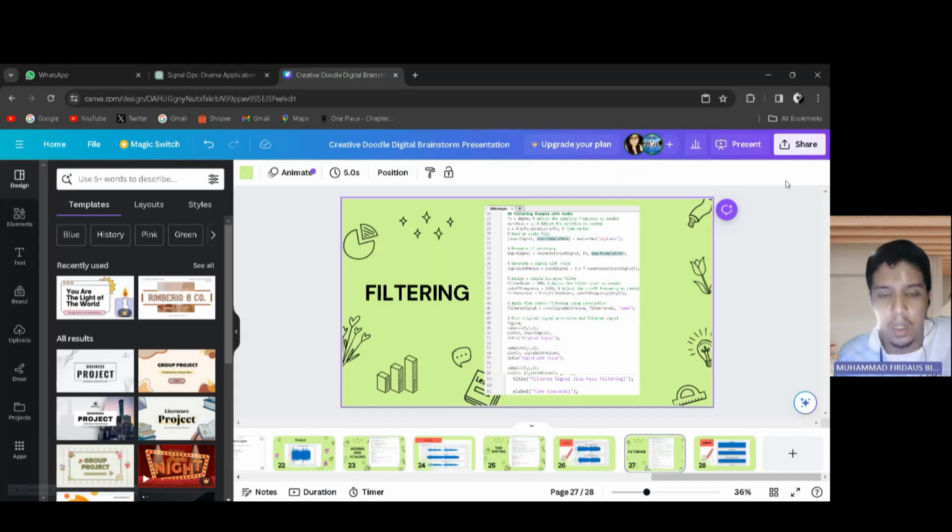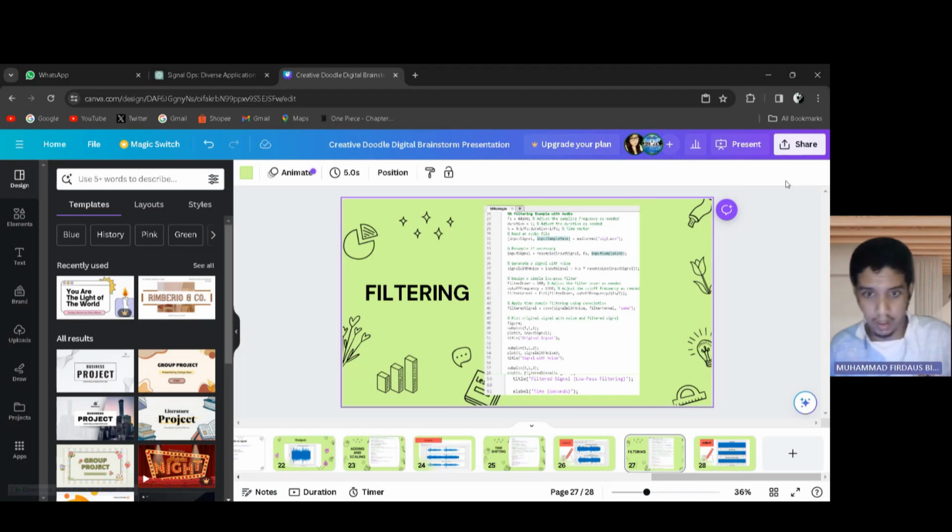Okay, now I will explain the filtering application. What is filtering? Filtering generally refers to the process of selecting or excluding certain elements based on specific criteria. It is commonly used in various contexts such as data analysis, image processing, and signal processing.